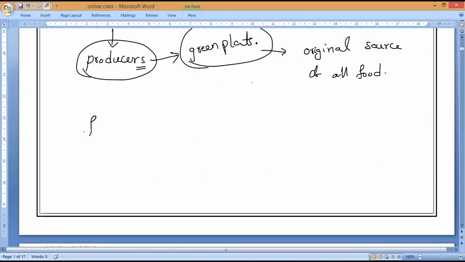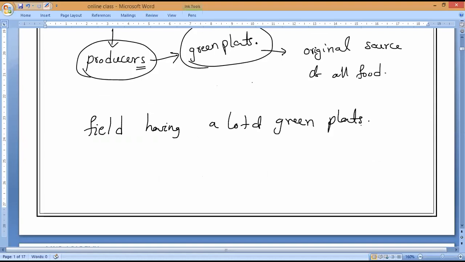Suppose you have a field, a field of green plants, having a lot of green plants. What will they do? They will produce the food, correct? That is what I am asking. Say you have an agriculture land with a lot of green plants. What is happening? They all produce food, or else we can say they are producers of food.